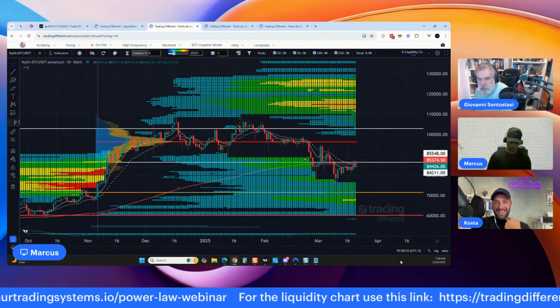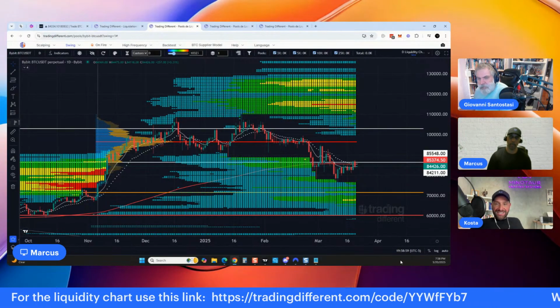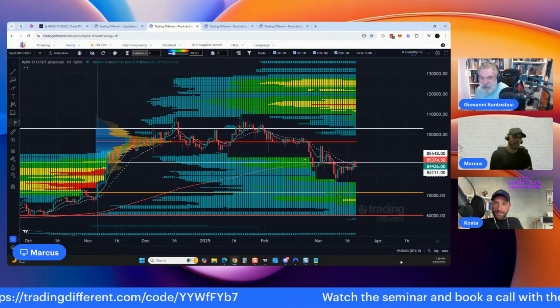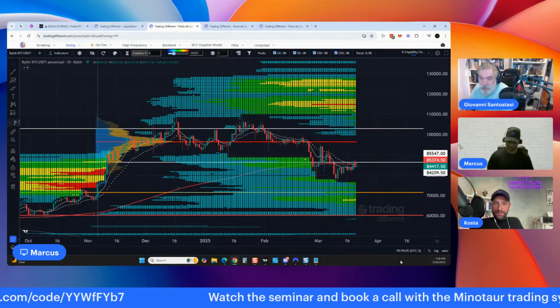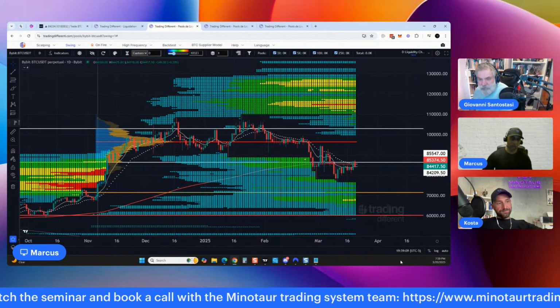Six months ago, everyone was saying supply shock incoming, there are no bitcoins left on the exchanges. I don't see anything to support that. It's a ridiculous thing. It's all about liquidity. These are all levels, sellers above, buyers and sellers.